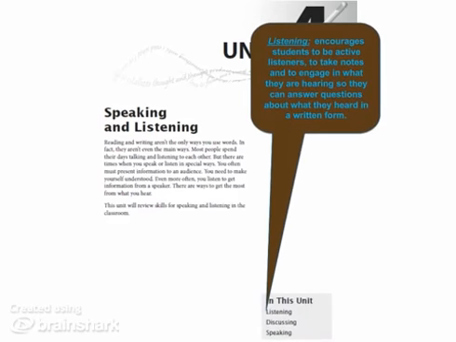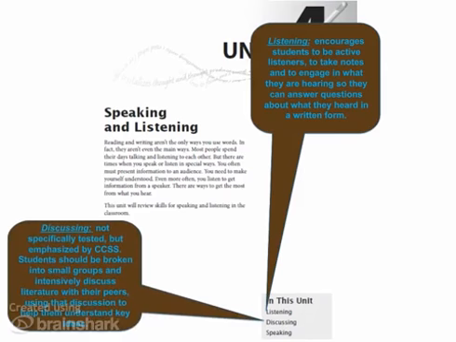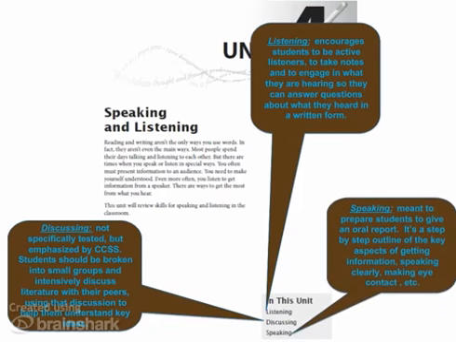Listening encourages students to be active listeners, to take notes, and to engage in what they were hearing, so they can then answer questions about what they heard in a written form. Discussing is not specifically tested, but it is emphasized by the Common Core and expects students to be broken into small groups and intensively discuss literature with their peers, using that discussion to help them better understand key ideas. Finally, speaking is meant to prepare students to give an oral report. It's a step-by-step outline of the key aspects of getting your information, speaking clearly, making eye contact, and so on.